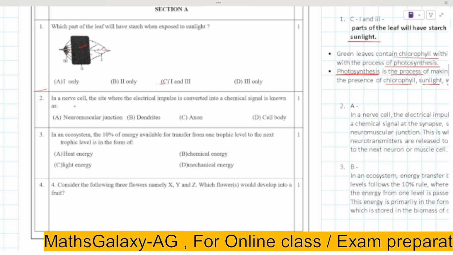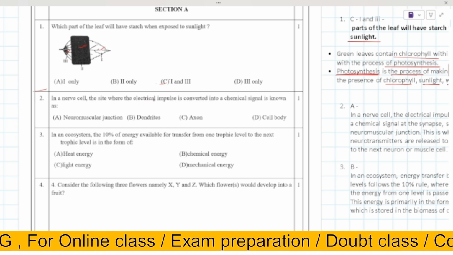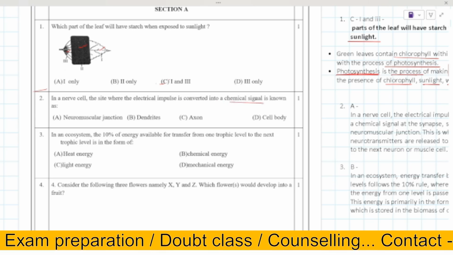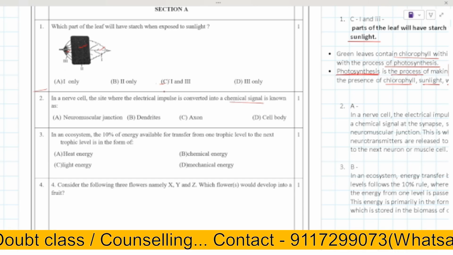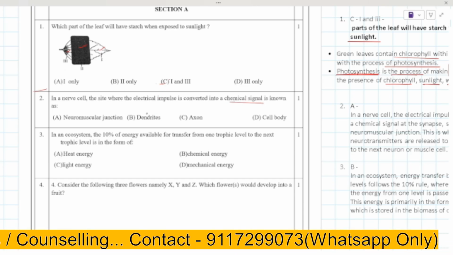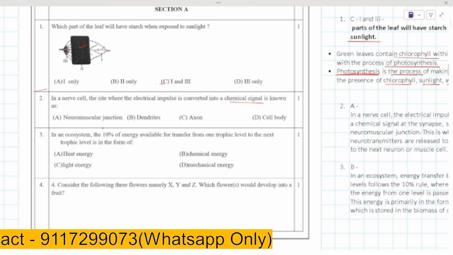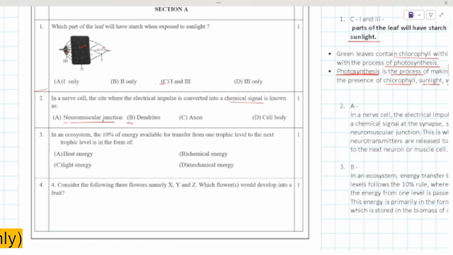I think you can give the answer for this one. In a nerve cell, the site where the electrical signal is converted into a chemical signal is known as, tell me, the neuromuscular junction. Yes, very good. It is a neuromuscular junction. It is a gap between two neurons, right? So this is known as the neuromuscular junction. We can say this option, right?